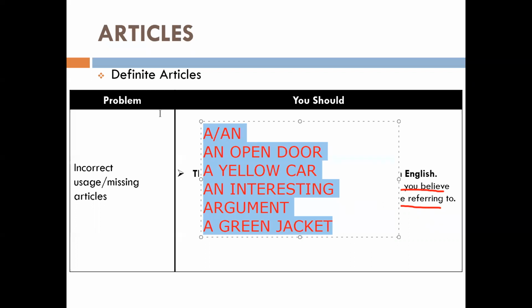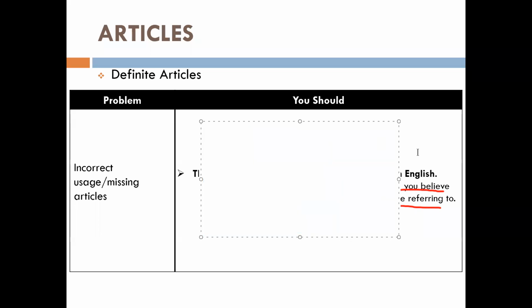Sir, paano naman po yung ER at saka more? Halimbawa, more prosperous, higher, lower. Hindi mo siya lalagyan ng kahit anong article. Okay, ulitin natin. Pag A and an, positive degree. ER, more, no article. Superlative degree, EST, most, use the or the definite article. Okay, I hope we're clear.